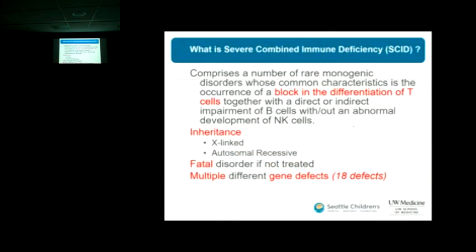And just to reiterate what we talked about last time, severe combined immunodeficiency is defined by a block in the differentiation of T cells with direct or indirect B cell impairment, and they may or may not have abnormal NK function. They're both inherited X-linked and autosomal recessive. The disease is fatal without treatment, and there are many defects.